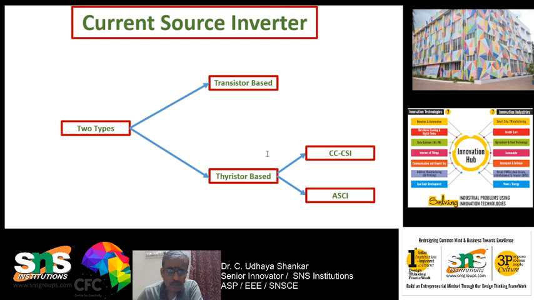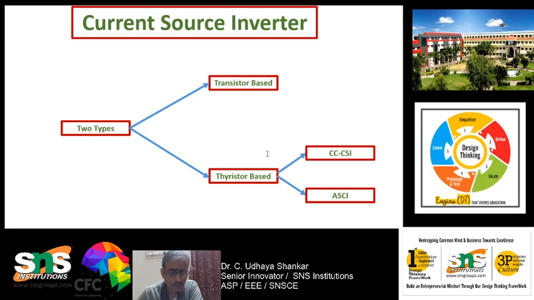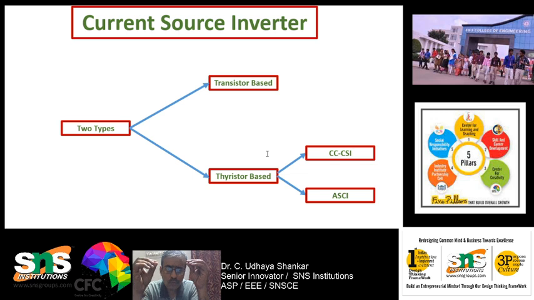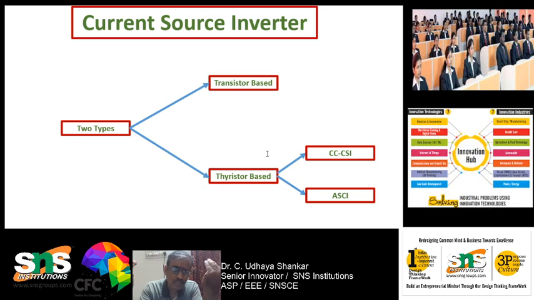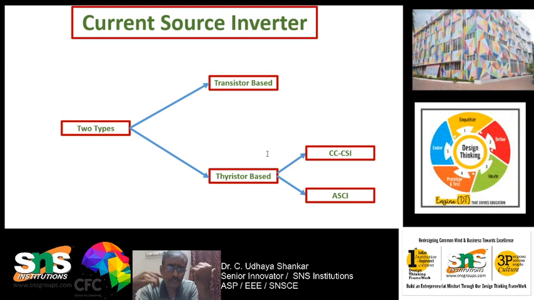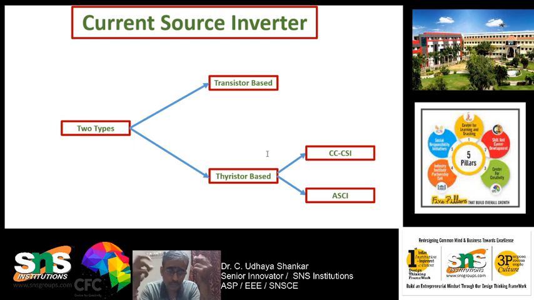Before going further, I just want to give you the difference between a voltage source inverter and a current source inverter. In a voltage source inverter, the output voltage is constant and it is load independent. What do we mean by load independent? Even if the load changes, the voltage does not change. That is what we observe in our normal household: the output voltage is always constant irrespective of change in load, with no major change. That's why that source is called a voltage source.